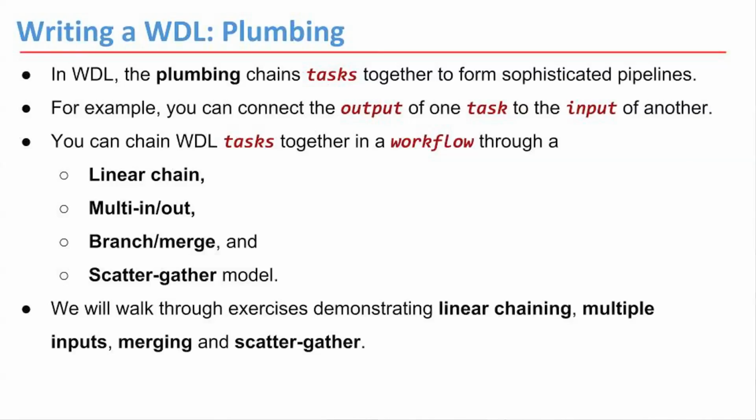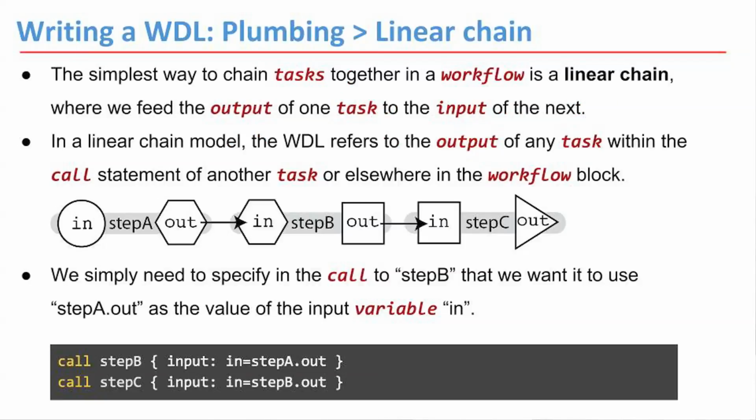Okay, so we call this plumbing, the chaining of tasks together. And you can chain tasks linearly. You can do lots of different ways of arranging the plumbing, multiple inputs or outputs. You can do branches and merges, and you can do scatter gather. And we're going to be demonstrating through some of our exercises examples of linear chaining, multiple inputs, merging, and scatter gather.